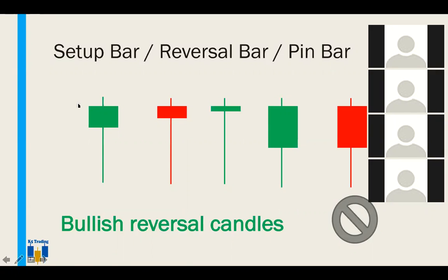Otherwise, they won't be at the support level. So there are two conditions it must match. Number one, it must be near the support, and number two, it should be coming from a downward trend. Then when you see these four bars, the price will reverse.